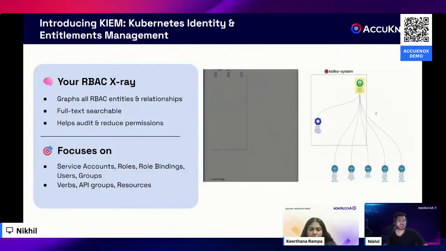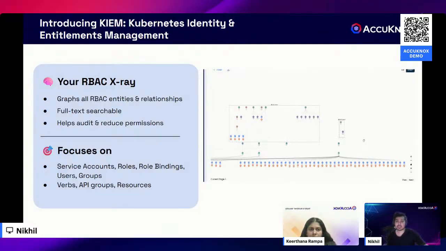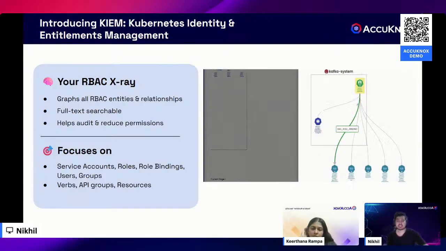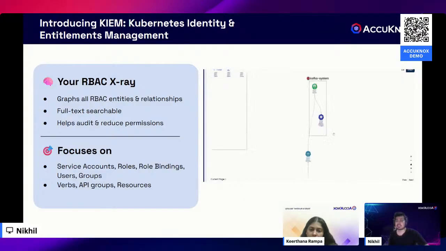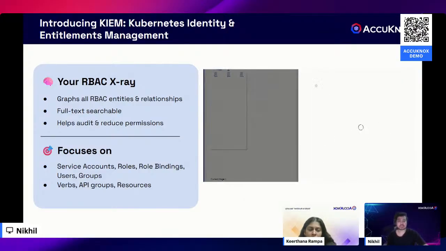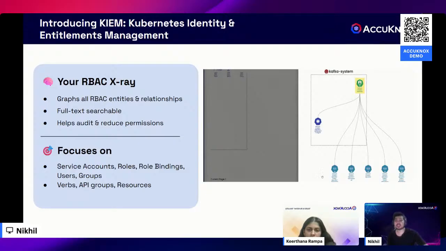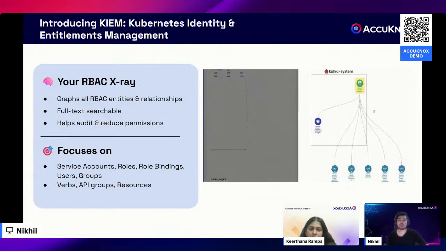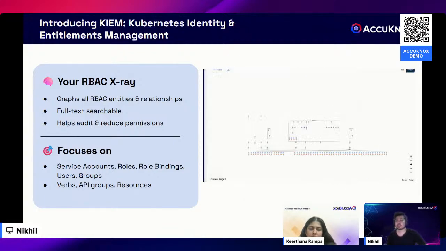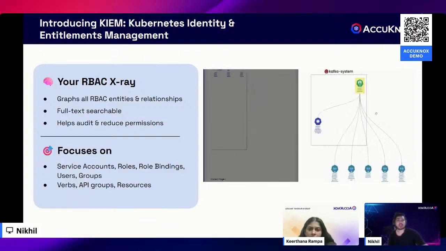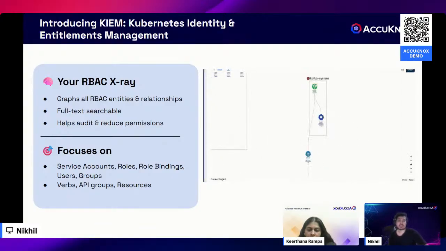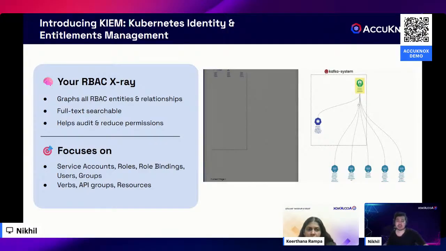So you can see exactly how permissions are flowing across your cluster. Also, it's fully text searchable, right? You can put in your text and then search it based on that. And critically, it helps with auditing purposes. And if you want to reduce some permissions, you can also use that. You can find excessive roles, orphaned accounts, or unintended privilege chains, and take action on it, of course. So KIM puts structure around RBAC, so you can move from guessing to knowing the issue, and from reactive to proactive security, right?